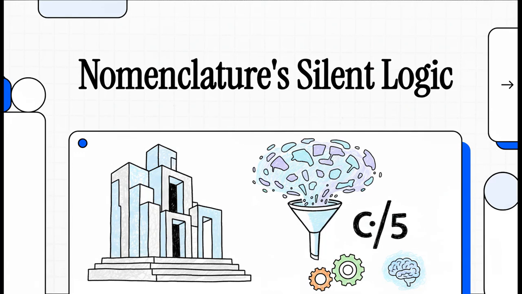There's this invisible system all around us, a kind of silent logic that gives our whole world meaning. It's called nomenclature, basically the system of naming things. And today, we're going to pull back the curtain and see how this one idea is the force that turns total chaos into crystal clarity.